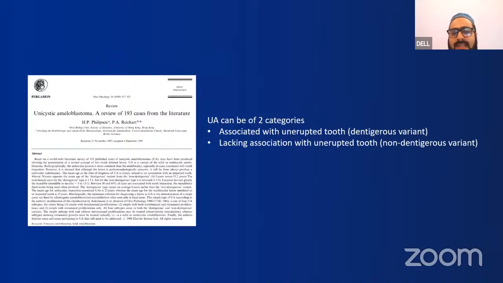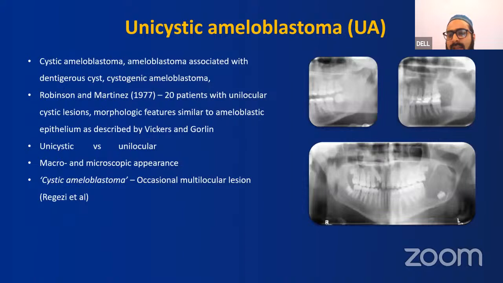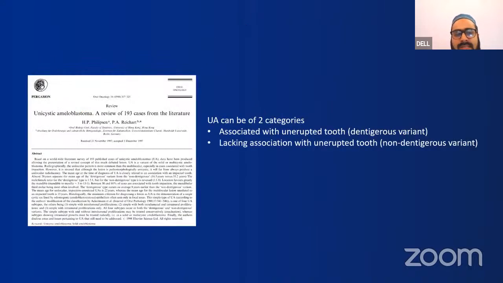So most of the cases, as we can see, are in the molar ramus region with involvement of the tooth. And if we see a critical review of unicystic ameloblastoma, in which 193 cases were studied by Reichert, the unicystic ameloblastoma can be divided into two categories. One is the unicystic type with an unerupted tooth, also called the dentigerous variant. And some unicystic cases are those in which there is no tooth involved, also called the non-dentigerous variant.